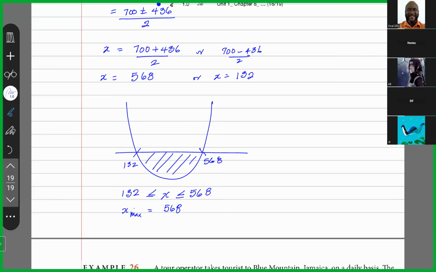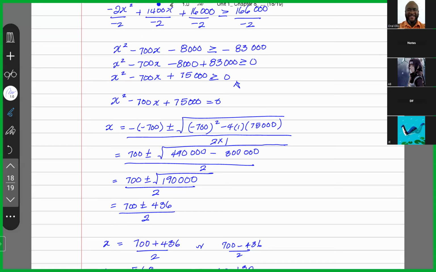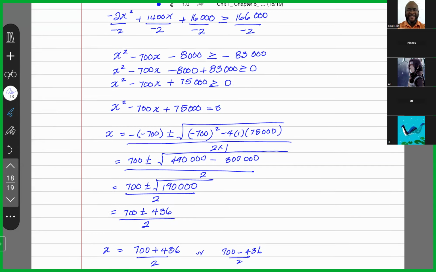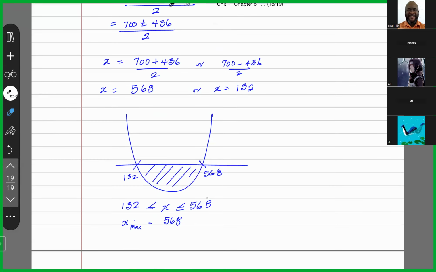So just looking back, let us check over and see if we did anything wrong. Oh yeah, we did something wrong. Here, we're looking for values of x that make x squared minus 700x plus 75,000 greater than or equal to 0. So what we did was less than or equal to 0. So let's fix this.